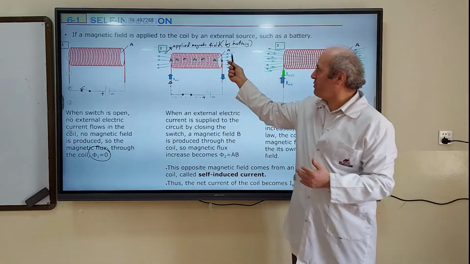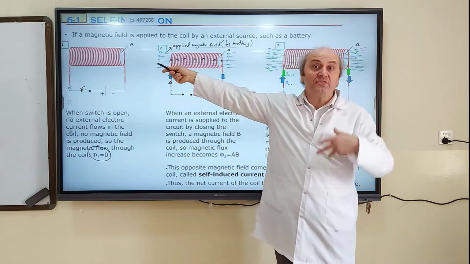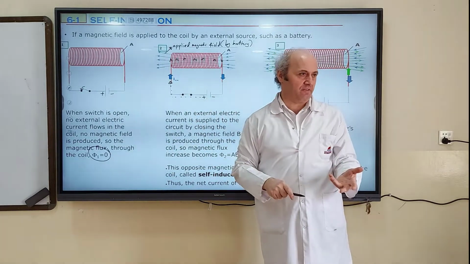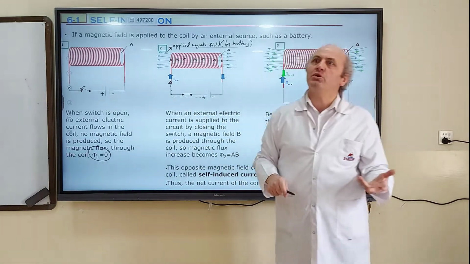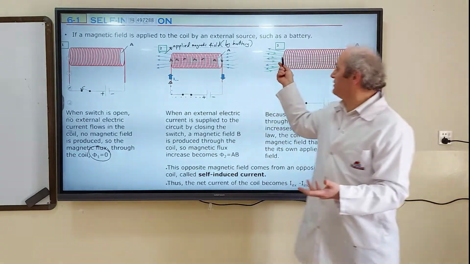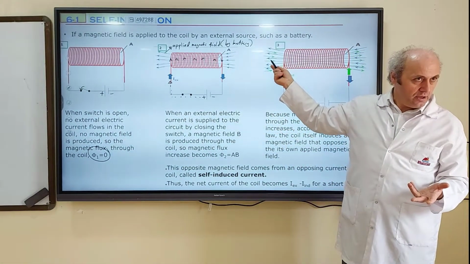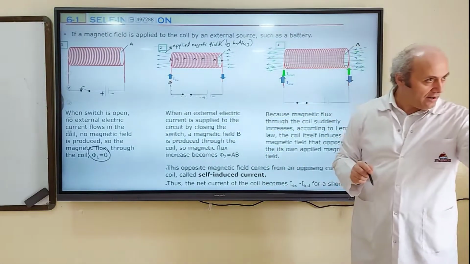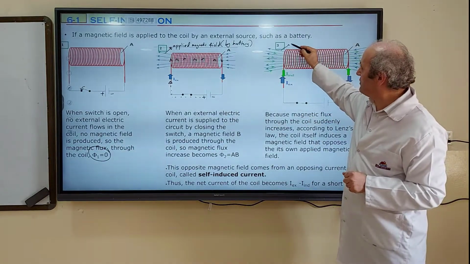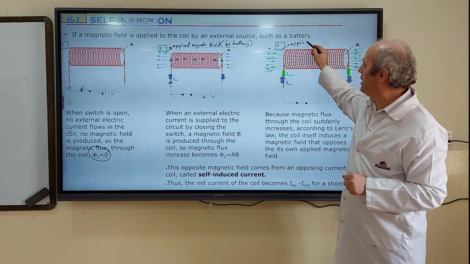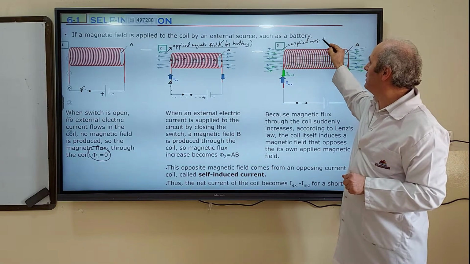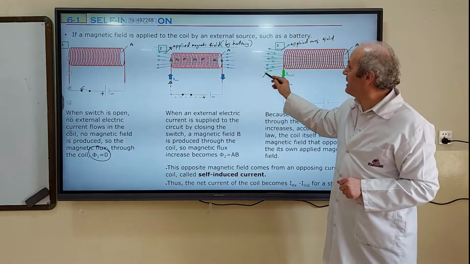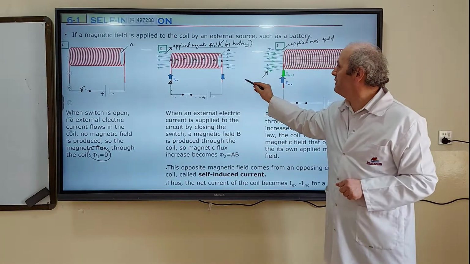So the applied magnetic field is from right to left, correct? If the coil will react to this increase, the induced magnetic field must be in the opposite direction of this magnetic field, according to Lenz's law. So what is going to be the direction of the induced magnetic field? From left to right. These green lines in here represent the induced magnetic field of the coil. That means blue is the applied magnetic field, provided by the battery.